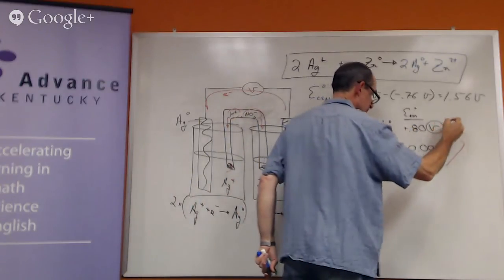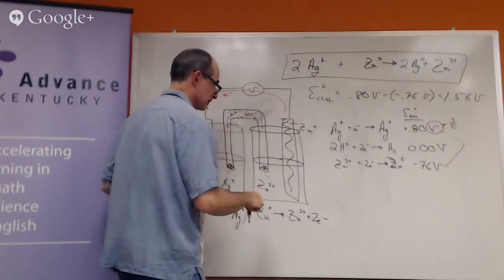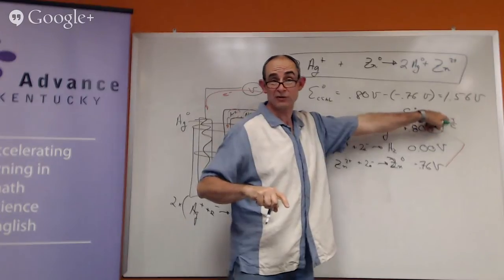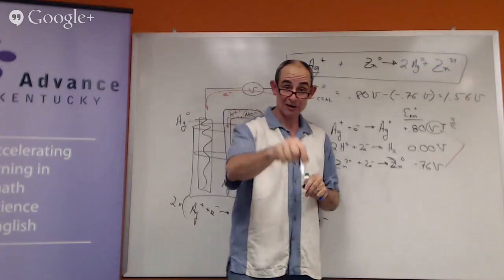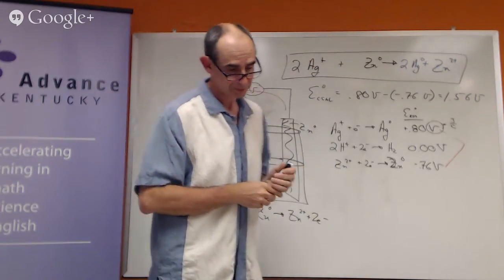Remember, a volt is equivalent to a joule per coulomb, and when you multiply this through by 2, yes, you'll get twice as many joules, but you'll be using twice as many coulombs, so the potential, the energy per coulomb, will stay the same.